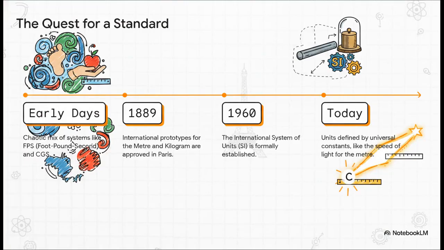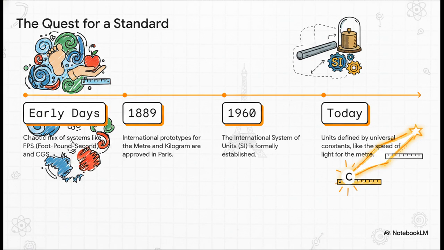And for a long time, science really was that chaotic workshop. You had different systems all over the place. But science is a global thing, right? So in 1960, we finally got our act together and formally established the SI system. But here's the really cool part, the thing I want you to notice. We've shifted how we define these units.